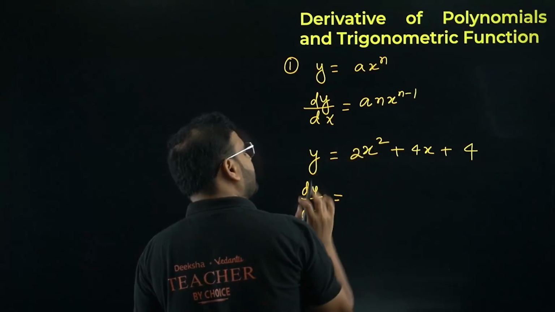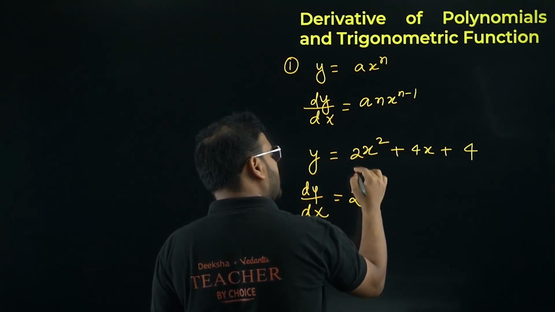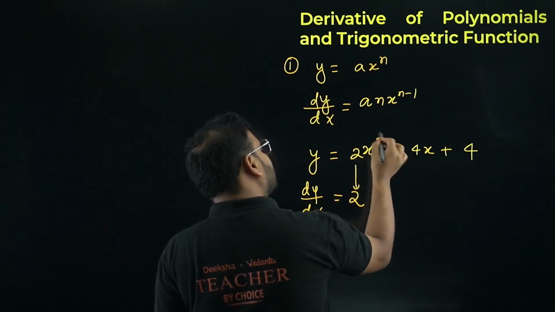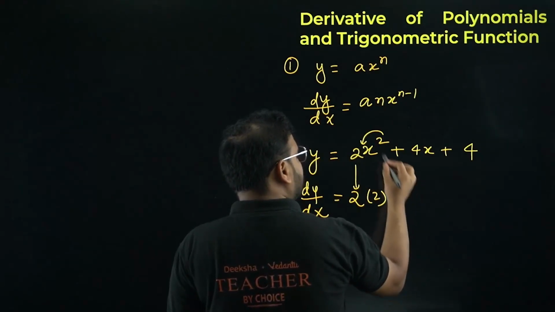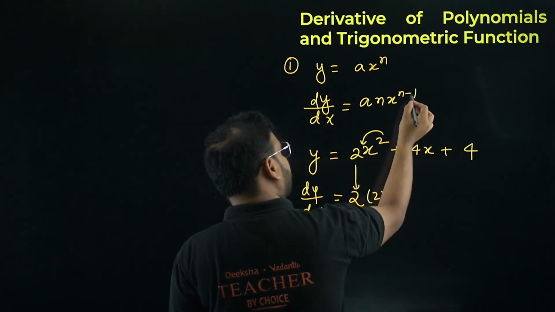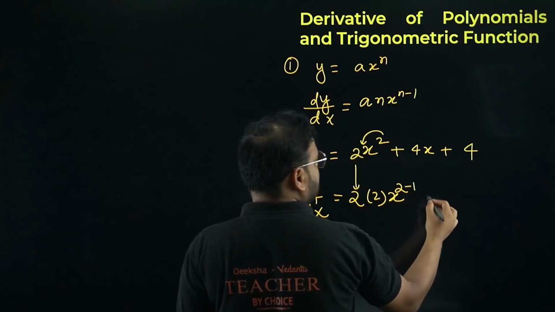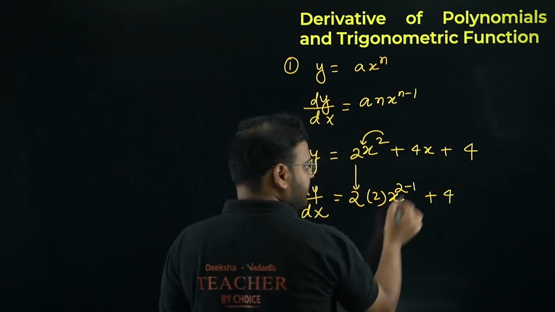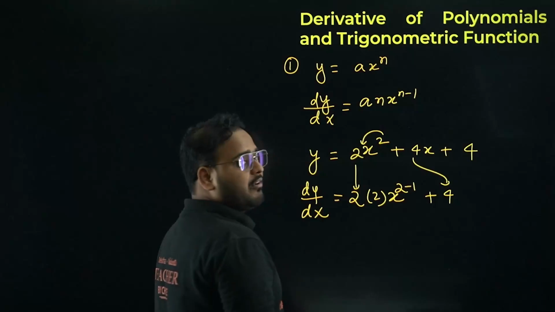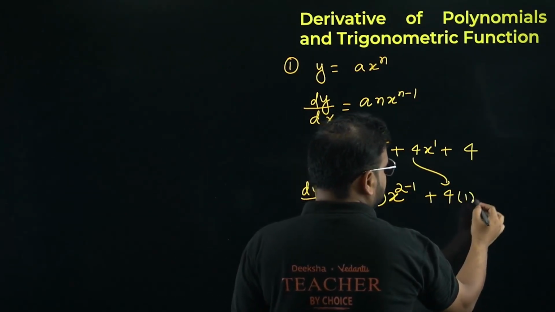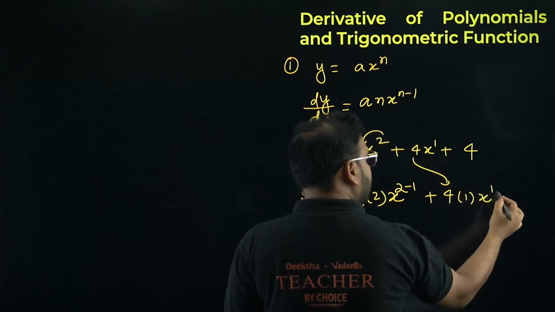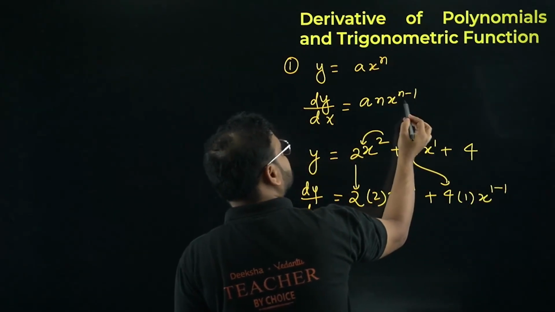For this, remember, I said keep the constant 2 as it is, and this 2 will come in front. So write this 2 in front, x as it is, keep the power 2 as it is and subtract 1. So 2 minus 1. Same way, 4 is a constant, keep the 4 as it is. Power of x is 1, so 1 will come in front, x power 1 is already there, minus 1.